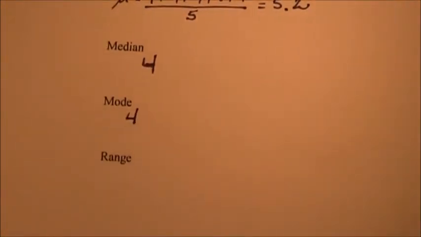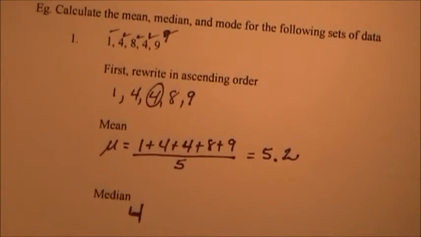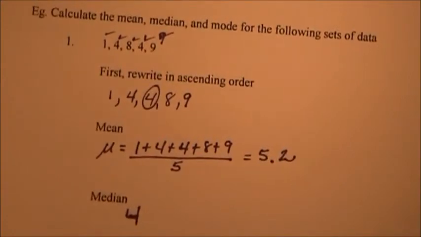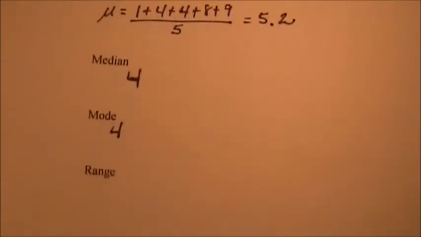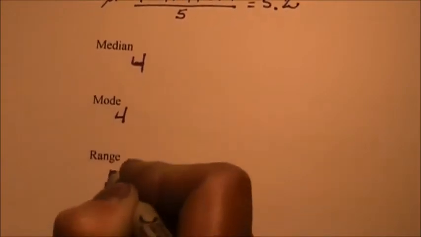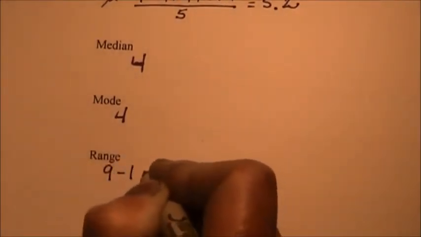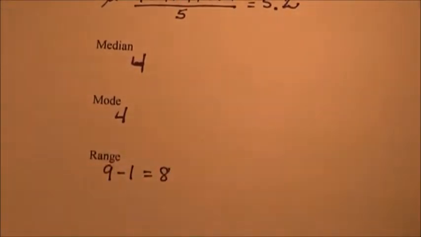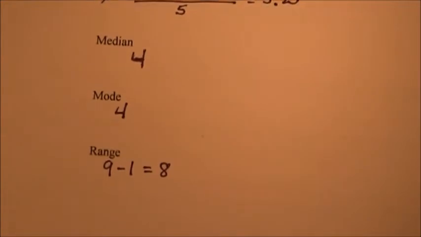Last but not least is the range. Range is the largest minus the smallest. So if we look at this, we have 9 as our biggest number, 1 is our smallest. So 9 minus 1 equals 8. That range is not that there are 8 numbers, but that there are 8 spots on the number line between the smallest number and the biggest number.